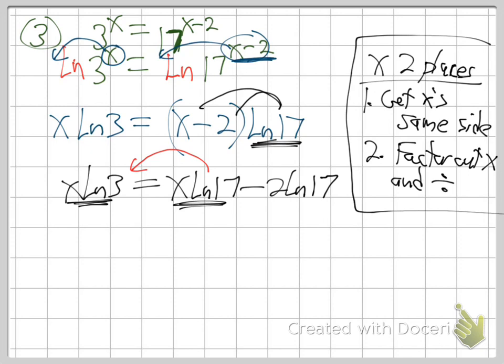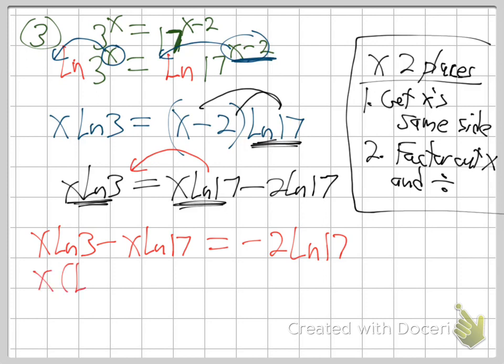So jump this guy over here. It'll become x ln 3 minus x ln 17. And the other minus 2 ln 17 just stays where it's at because it doesn't have an x. So get the 2 x's on the same side and then factor out the x. That's how we're going to isolate it. And last step, divide.